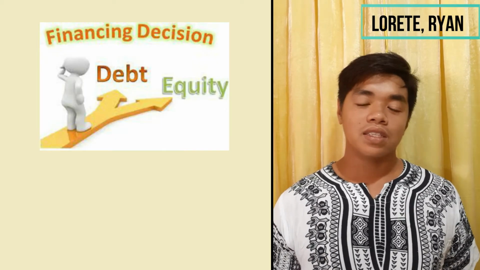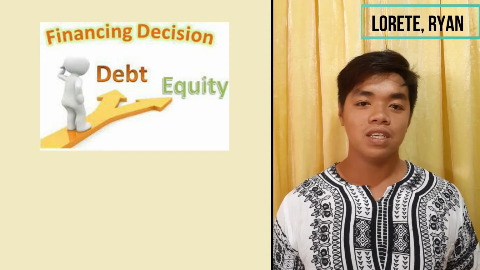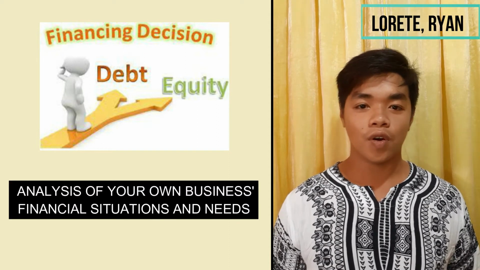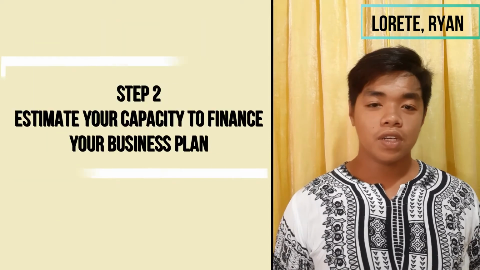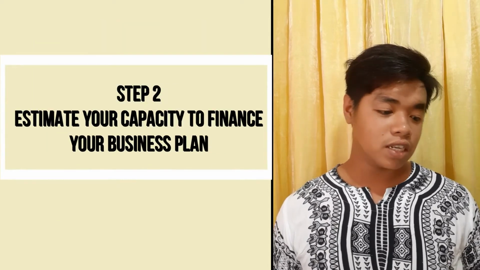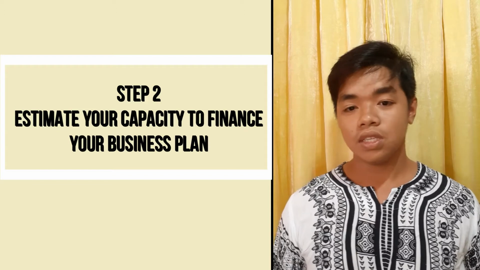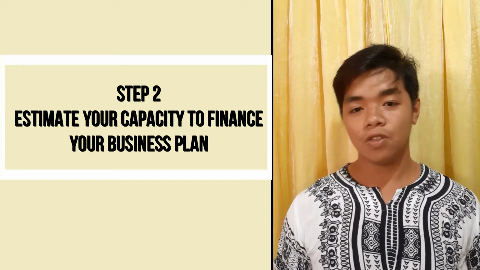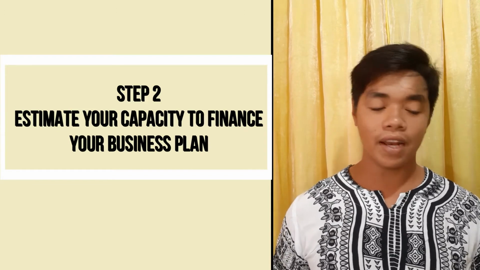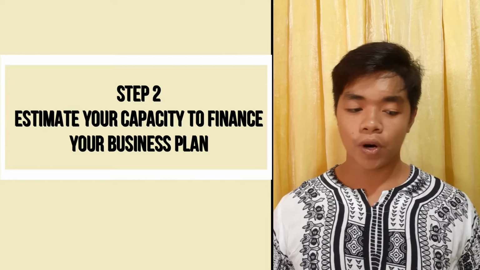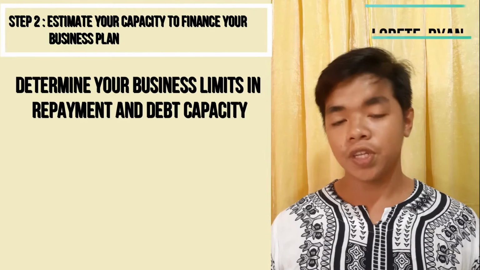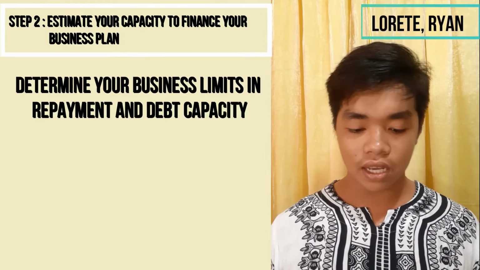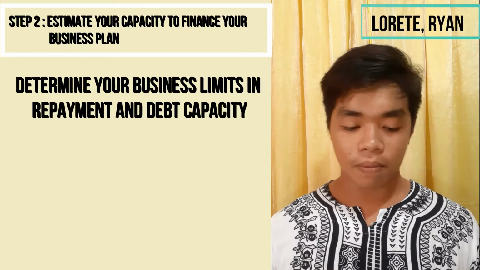Lorete from 3B. The starting point of making good financial decisions is always the analysis of your own business financial situation and needs. We are now on the second step of making good financial decisions, which is to estimate your capacity to finance your own business plan, or your capacity to support the amount of debt you want to take out. In this stage, you will be able to determine your business limits in repayment and debt capacity.